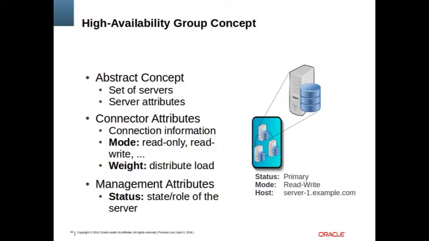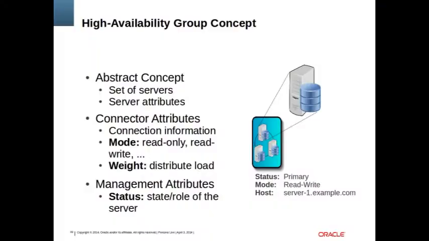You know that some of the servers in a group can handle more load, some of them can handle less load. You give the servers that can handle more load more weight, and most of the traffic will go there. The connectors will ensure it for you using the metadata from Fabric. The status is basically an internal thing. It tracks the status or the role of a particular server at any time. It could be primary, it could be secondary, it could be spare, and so on.